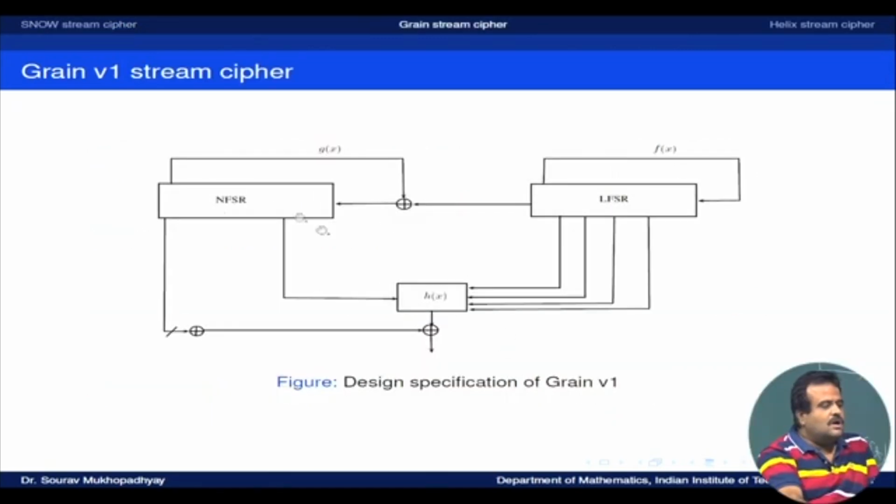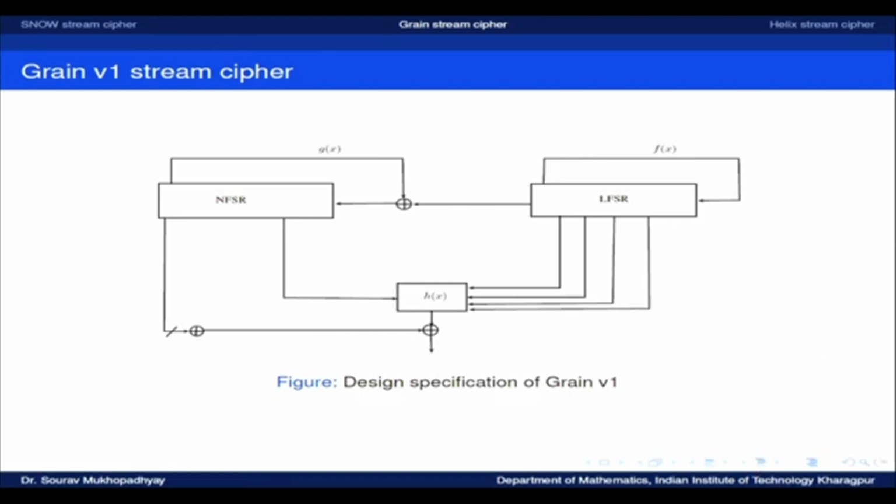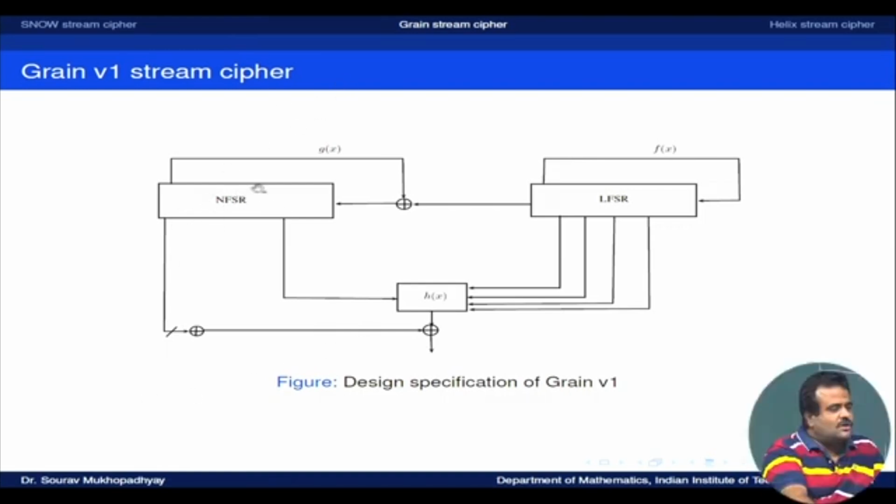Now we talk about another stream cipher, which is called the Grain stream cipher. Grain has two versions. Grain has two parts: one is the LFSR, another one is the NLFSR. NLFSR means nonlinear feedback shift register, and this is the LFSR, linear feedback shift register. The connection is, this output is nonlinear output. Each of these is 80 bits, so this is an 80-bit LFSR, and this is also an 80-bit NLFSR.